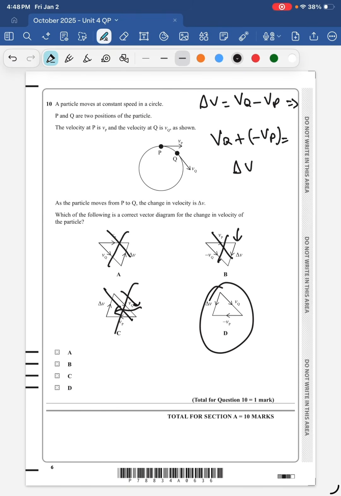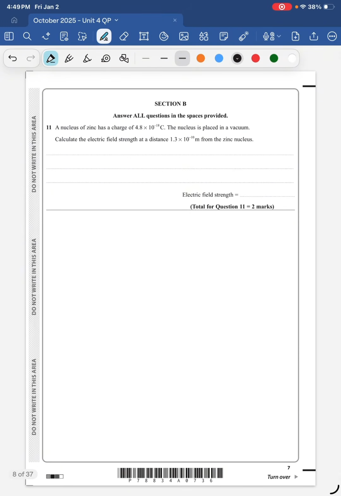Okay, so this was part A. I tried to go a little bit fast because I want to finish this a little bit fast today. So let's do section B. Let's start with question 11. It's 2 marks. Again, this indicates that it should be an easy question. It should take you 2 to 3 minutes.